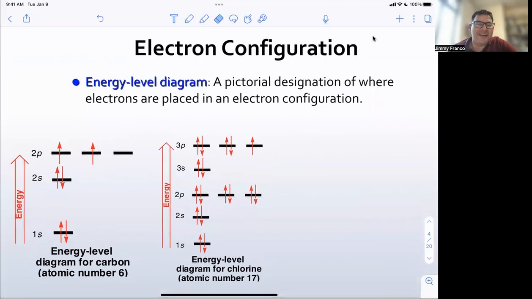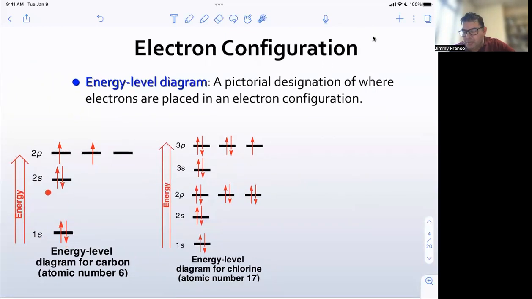Here's a little bit better drawing than me. So this is the same thing we just did. So the one on the left is carbon. And so what we've done here is exactly what we did. We said we'll always start at the bottom. And this represents our 1s shell. And we put our 2 electrons.